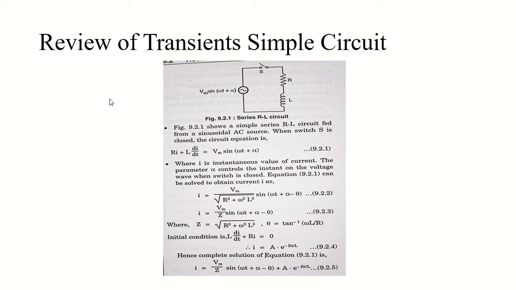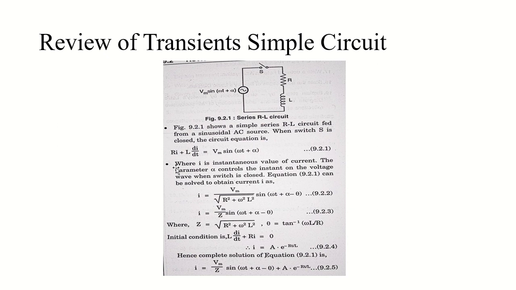We are taking an AC source. The voltage source is giving voltage Vm sine omega t plus alpha, and the load connected on the other side is an RL load with a switch in between. Pretty simple circuit, right? Nothing big in here. Now, what will be the circuit equation? Can you tell me? Just apply Kirchhoff's voltage law, or KVL, throughout the circuit and tell me.